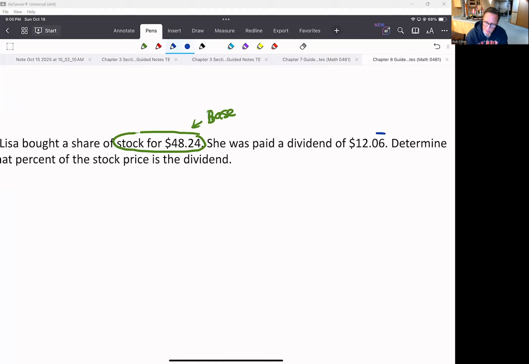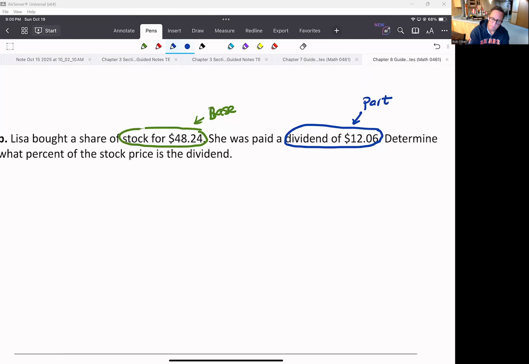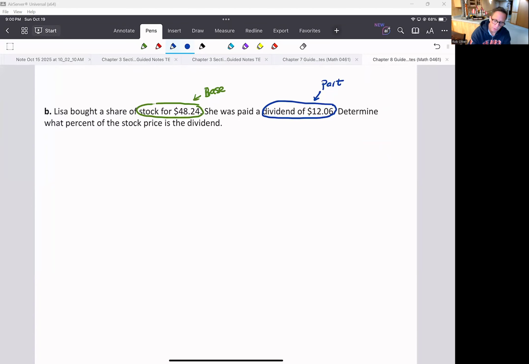I would say that the dividend, the part that you get as an investor, sounds like the part. And so we're just going to do 12.06 divided by 48.24, and then multiply that by 100, or just move the decimal over 2 places. And that comes out to 25%.